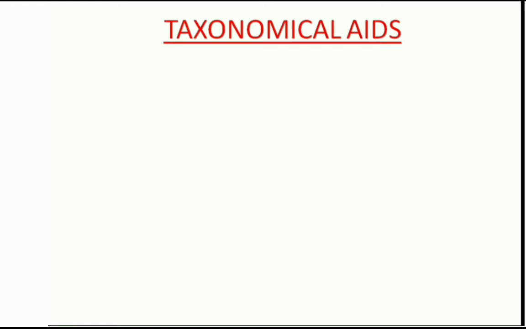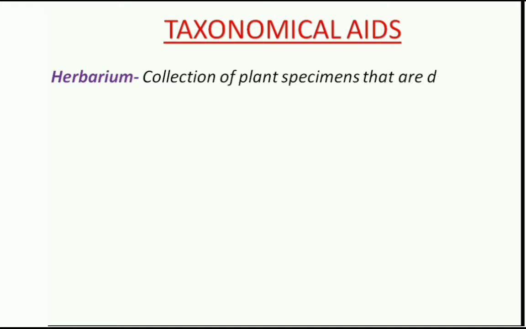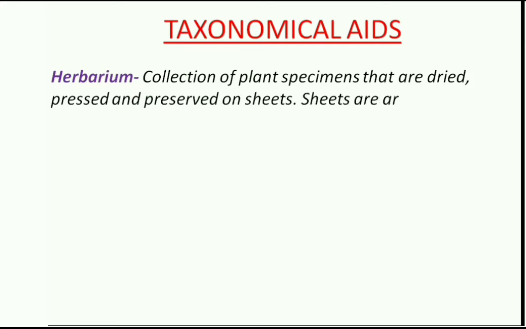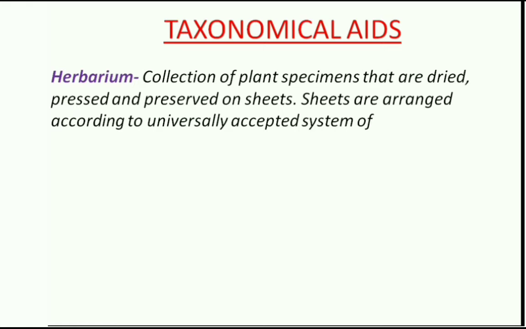Let us start with the herbarium. Herbarium is a collection of plant specimens that are dried, pressed and preserved on sheets. These sheets are arranged according to a universally accepted system of classification.